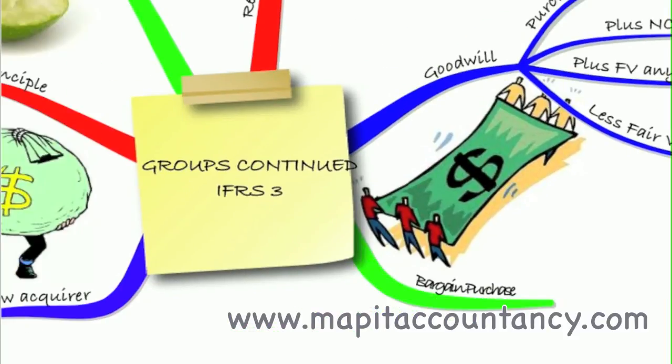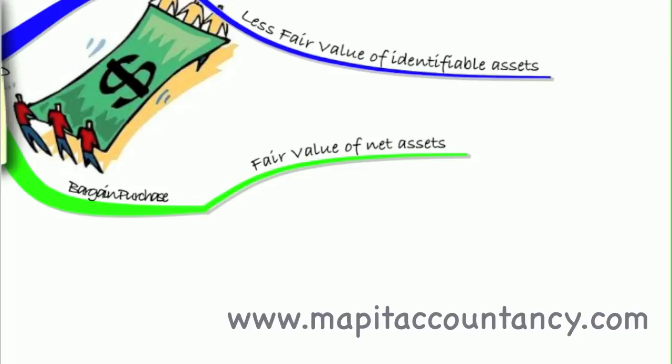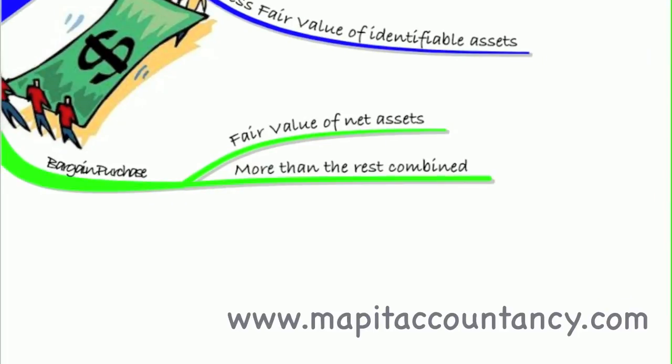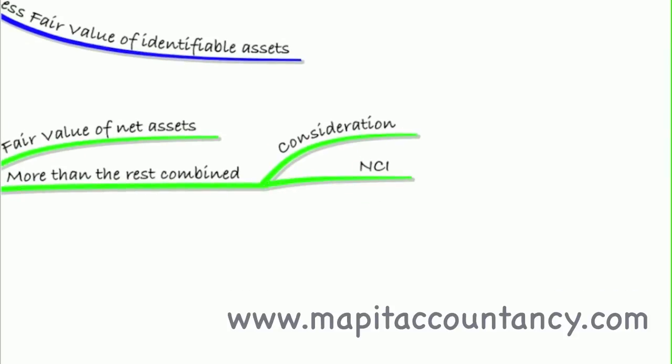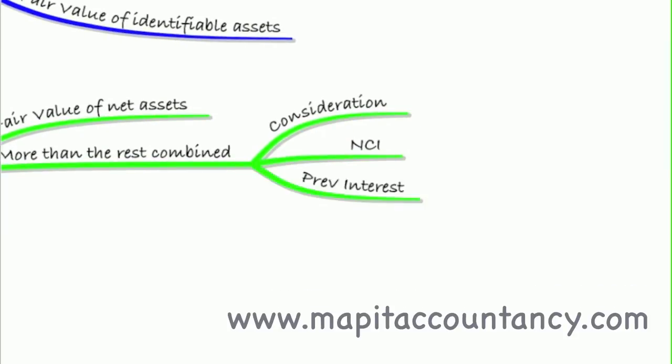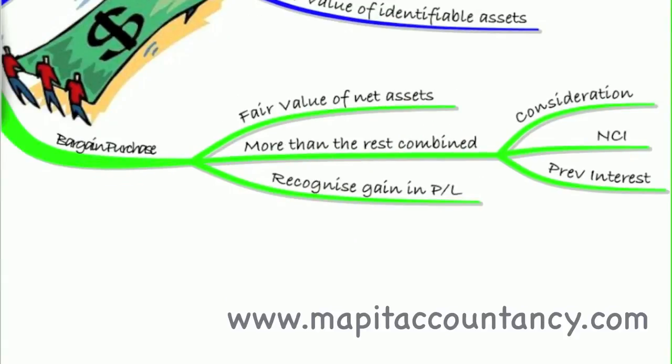When it comes to a bargain purchase, if the fair value of the assets is more than what we've paid for the business, then we've got a bargain. So if the consideration, the non-controlling interest and the previous interest add up to less than the fair value of the assets, then that's going to be a gain for us. We've got extra assets. We've got a bargain purchase. And if we have a bargain purchase, that's a gain to us and it goes to the profit and loss account.